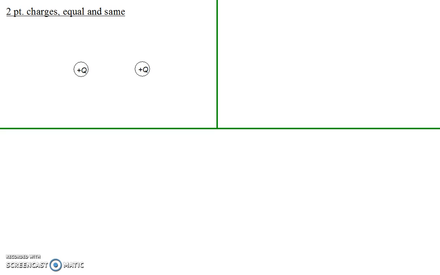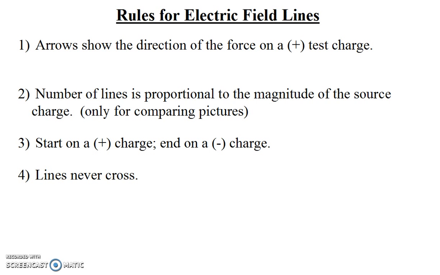Although before we do that, we have to list one more rule. And the rule here is rule number 4. The lines never cross. Remember, we're superimposing the fields of the two individual charges on top of each other and then thinking about the vector sum of them. And so the map, the end result, is really just the unique direction of the field at that location.